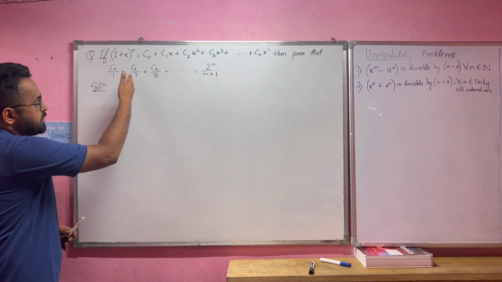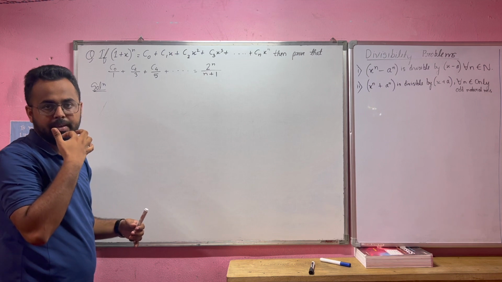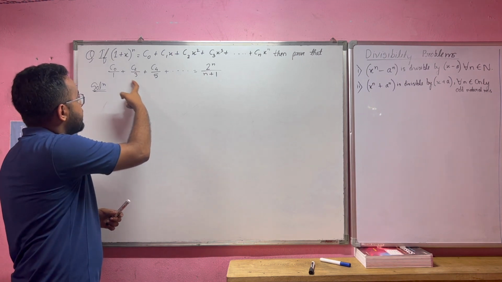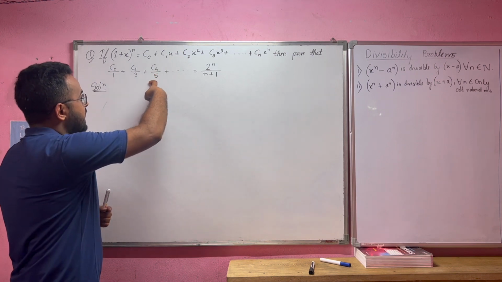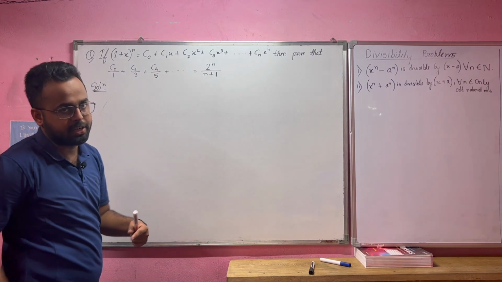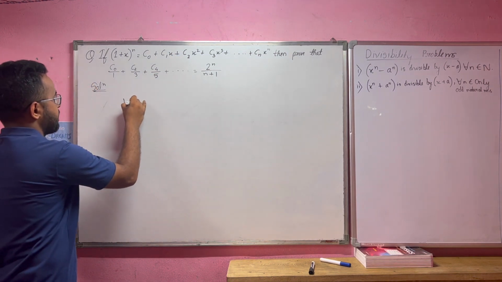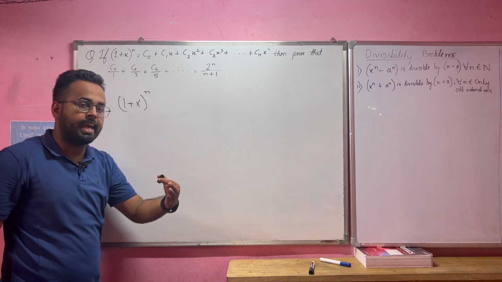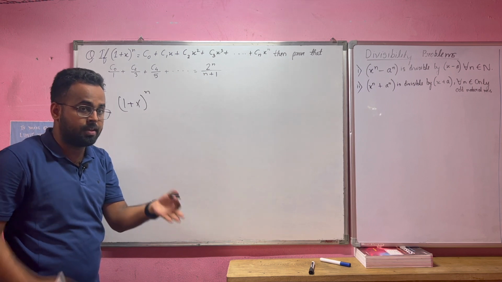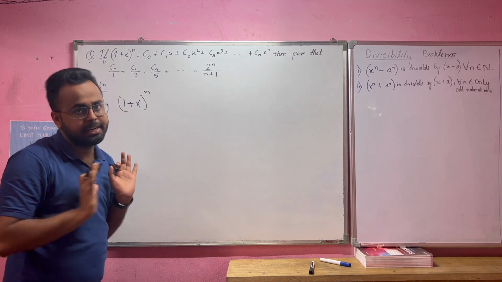Which coefficients are missing here? The odd coefficients are missing, and terms have come in the denominator. The only way to get this type of form from this is by integration. How? Why integration? Integration of x power n dx is x power n plus 1 by n plus 1. The terms come in the denominator.